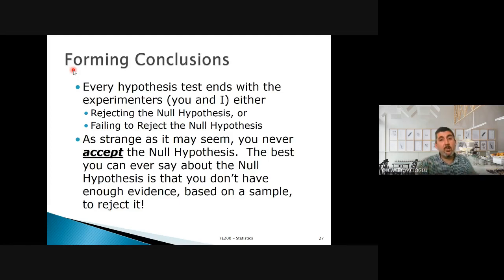Okay, in English, grammatically correct, you need to write a sentence at the end of each of your statistical tests. So to write your sentence, you need to know what you did. Every hypothesis test ends with the experimenters, in this case you or I, either rejecting the null hypothesis or failing to reject the null hypothesis. If you notice here, it says rejecting the null hypothesis or failing to reject the null hypothesis.